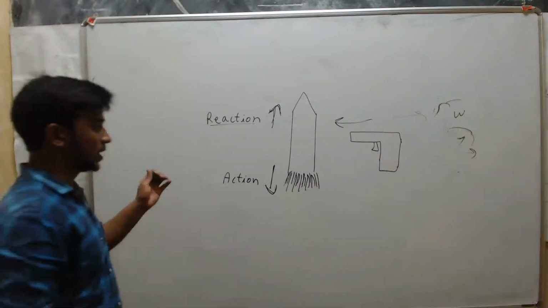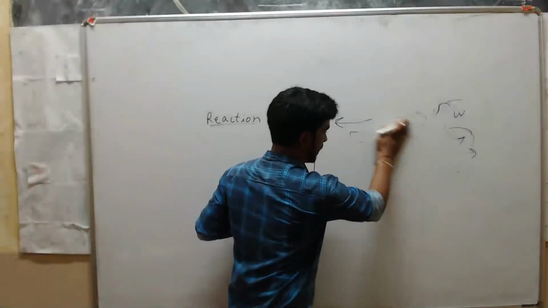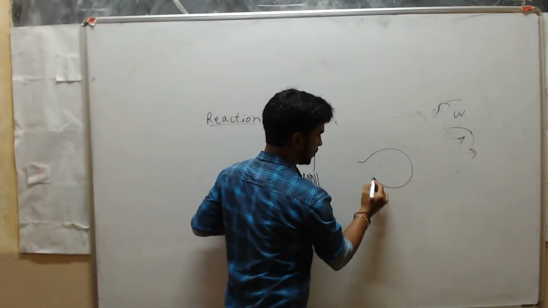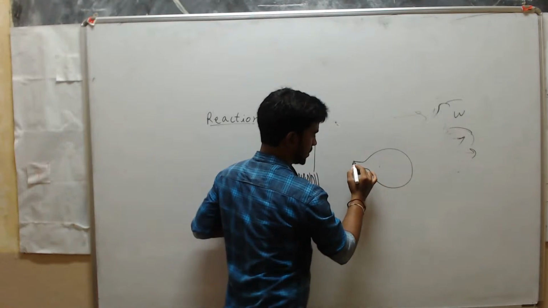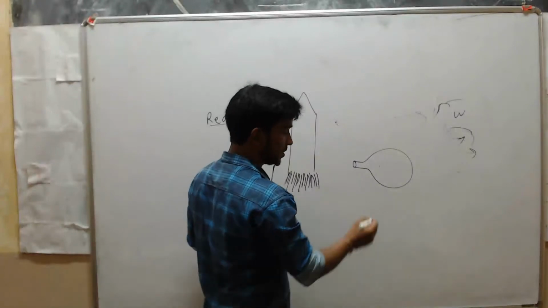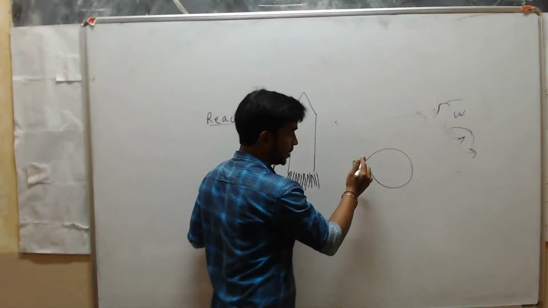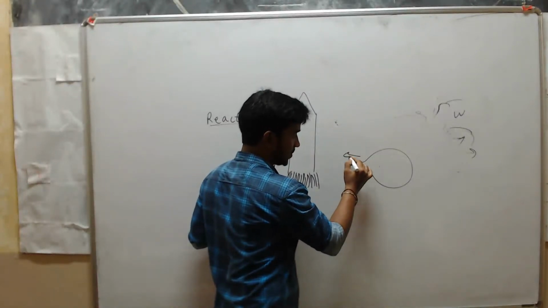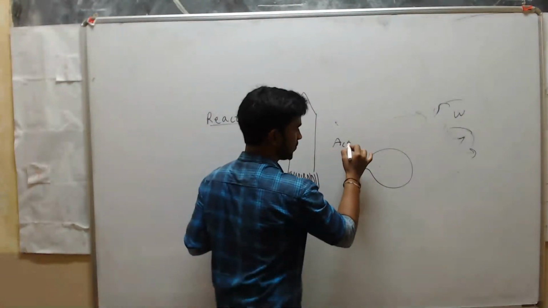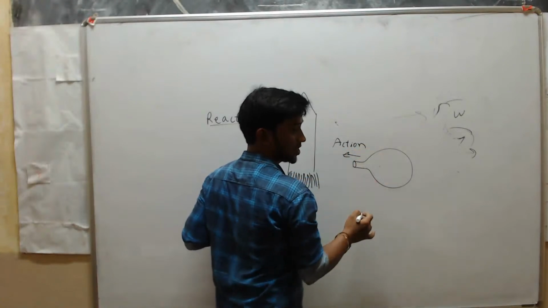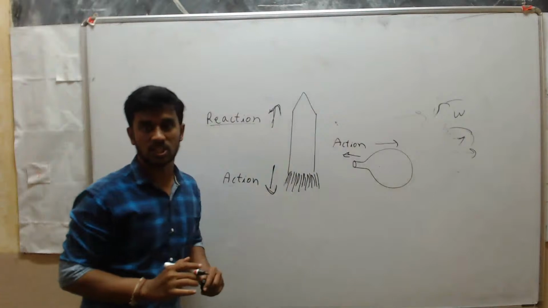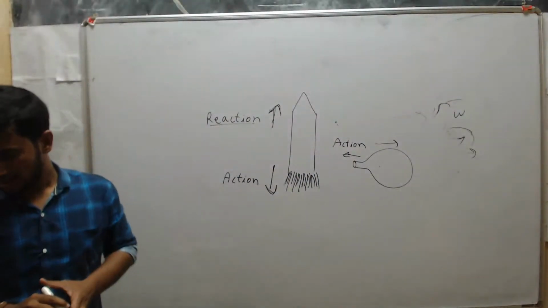And take one balloon example. Just blow that balloon, and then release it. What will happen? It will move, right? Why is it moving? When you leave that balloon, the air comes out with some force, right? That is the action. And this balloon is moving in one direction. That is the reaction.